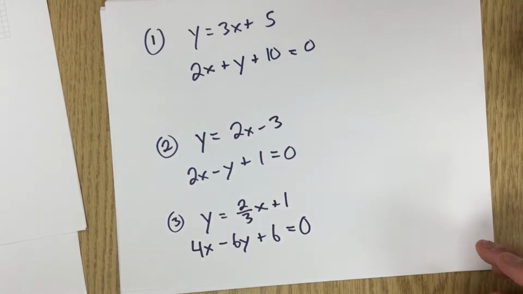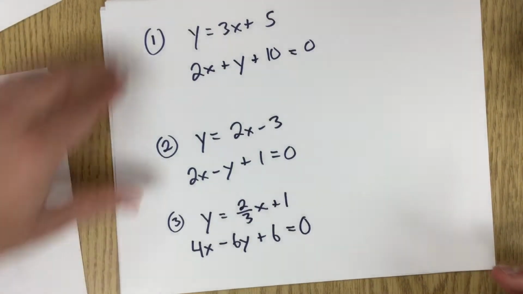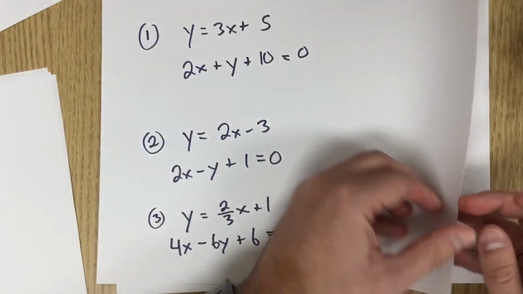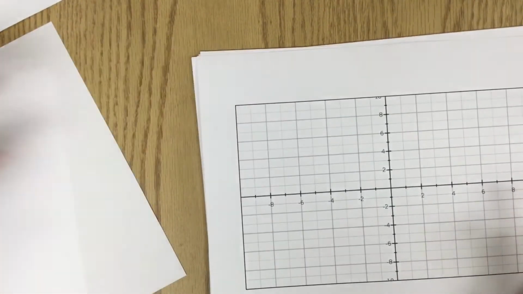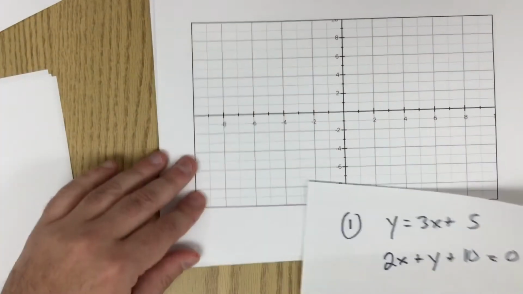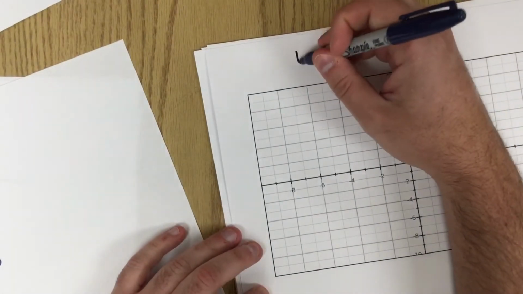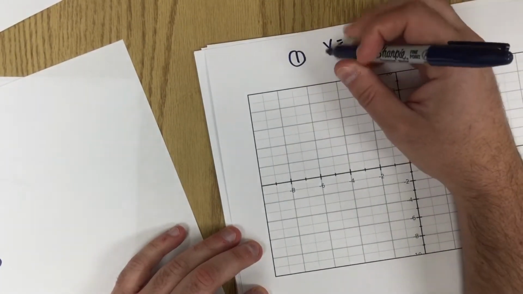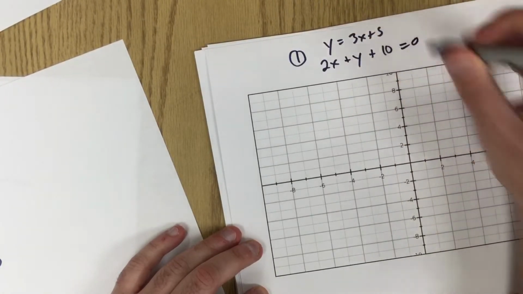So at this point, you could pause the video and graph these three things. I'm, of course, not going to pause, so I'm going to continue. First we're going to graph the very first one, number 1, which is y equals 3x plus 5, and 2x plus y plus 10 equals 0.